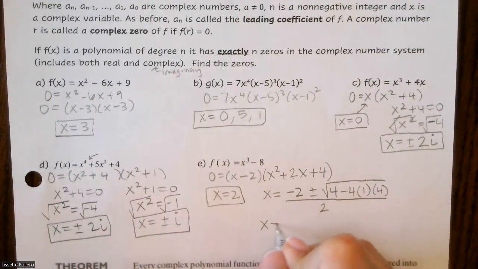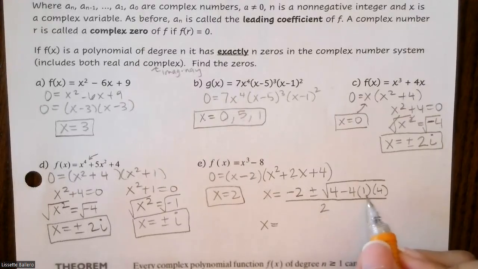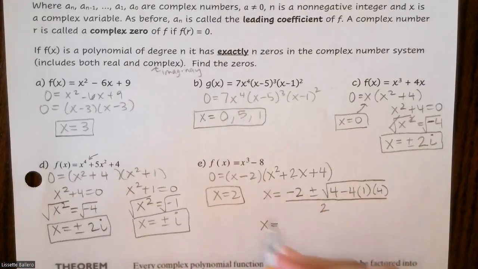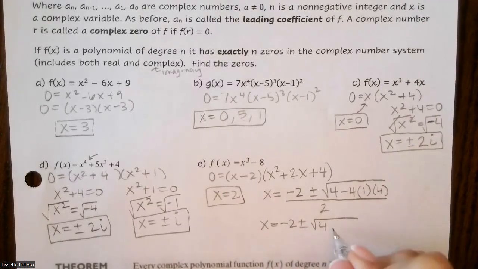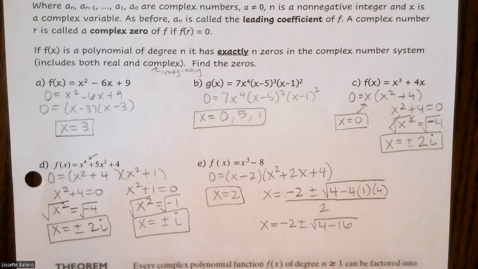take your time simplifying that, because we find students make a lot of careless mistakes when they're trying to do the simplification all in one time. So I'm going to leave that negative 2 plus or minus, and in here I get 4 minus a negative 4 times 4 is 16.